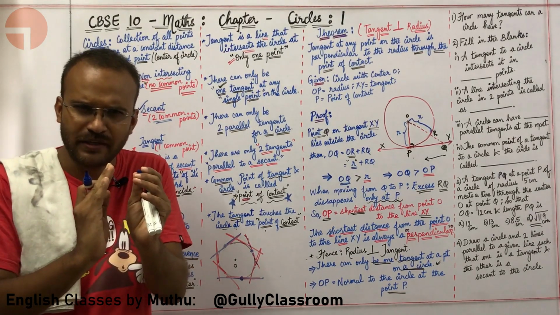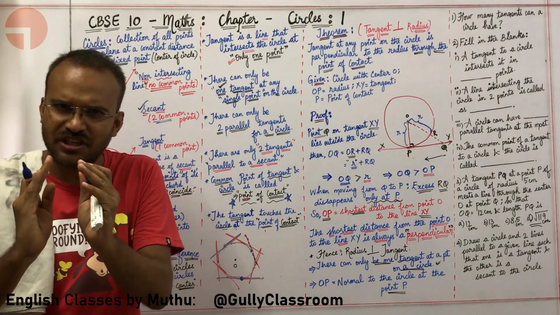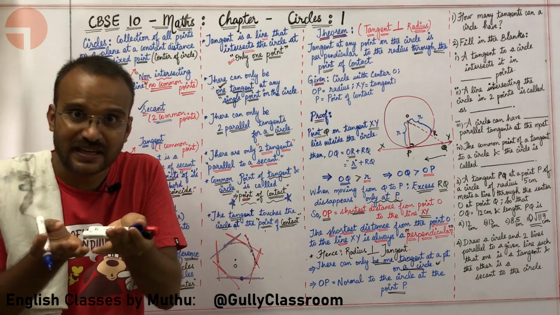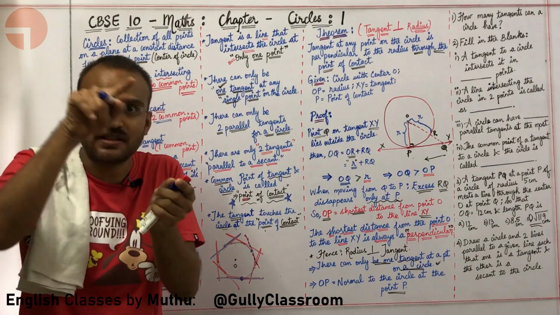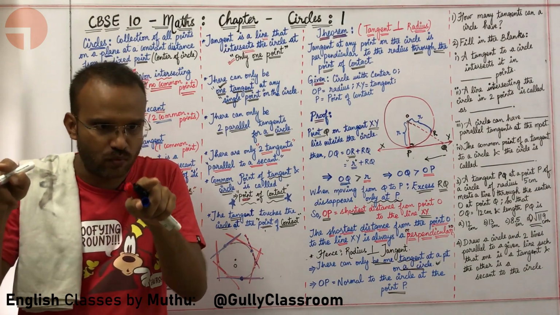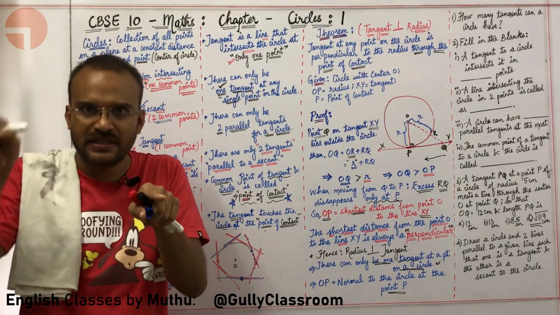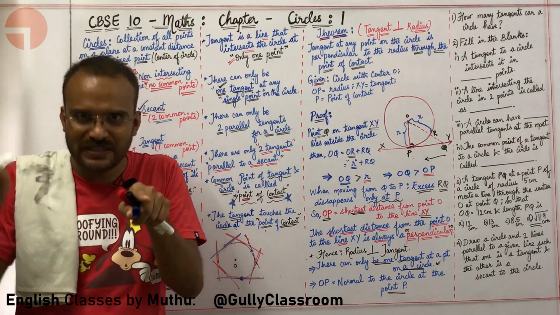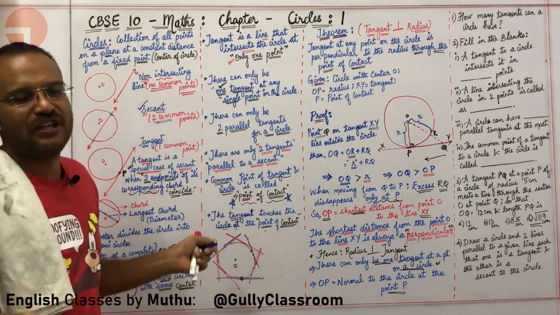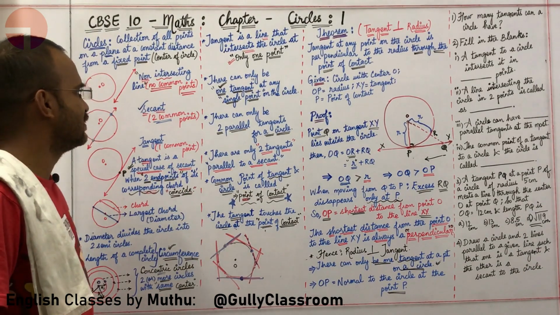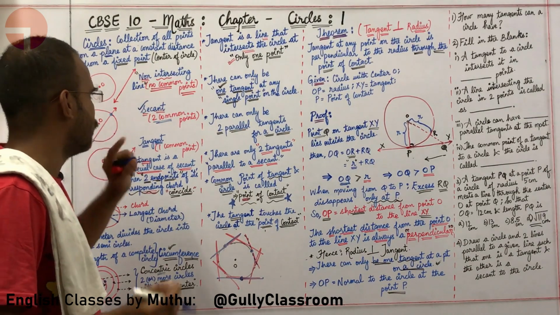For a given point, there can be only one tangent, but for a given circle, there are many points on the circle. Each point will have different tangents for a given circle. So, for a given circle, there can be infinitely many tangents. Okay, sir. What next?